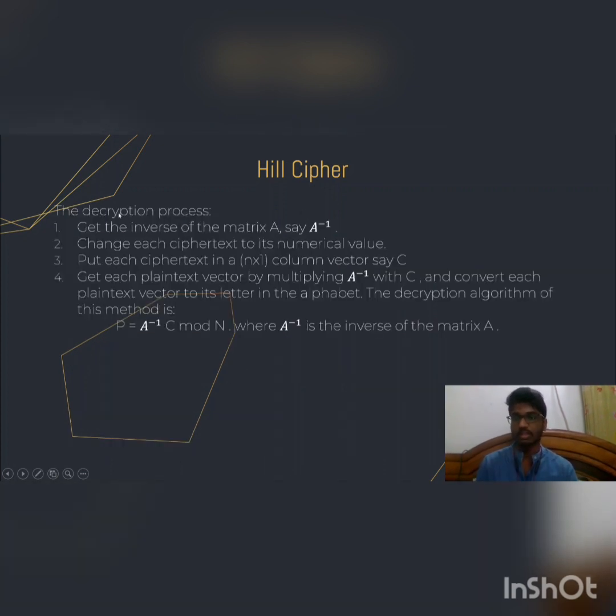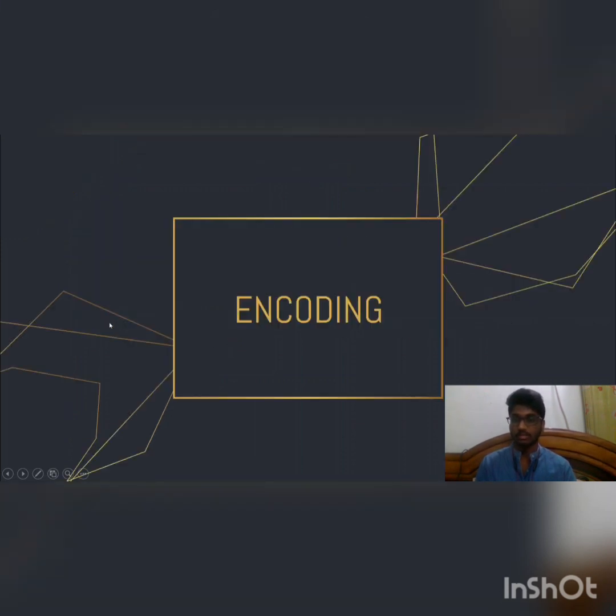And here is the algorithm for the decryption process. First we get the inverse of the matrix A, let's say A inverse, and change each ciphertext to its numerical value, and then put each ciphertext in an n by 1 column vector, and then multiply it with A inverse and convert each plain text number to its letter in the alphabet. And this is the method that is followed. Let me show you an example for encoding now.